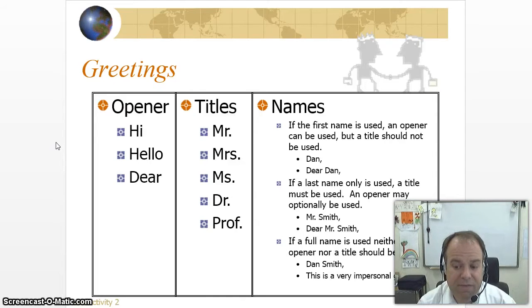And lastly, if a full name is used, neither an opener nor a title should be used. So Dan Smith. This is an impersonal greeting. You often see these on form mails. So these are kind of mails that are usually generated using a database that has people's full information on there. Even in those situations, you don't see that very much these days because it's so impersonal that even computers can be better than that.